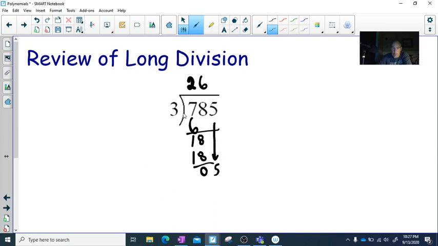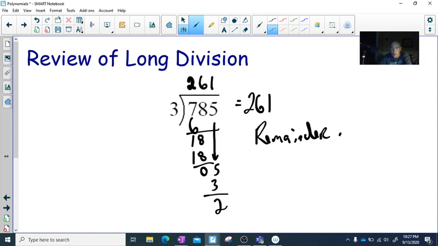So now I've got a 5. 3 goes into 5 only once, giving me a 3. 5 subtract 3 is 2. So what this means is that 3 goes evenly into 785 261 times with what we call a remainder of 2.